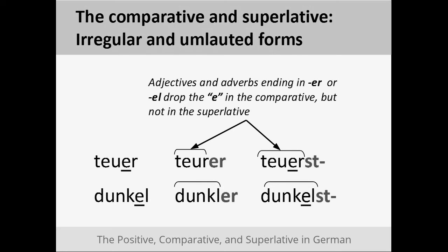Finally, there are some important exceptions to the manner in which we form the comparative and superlative forms of adjectives and adverbs. The adjective you see on the screen, teuer, which means expensive in German, ends with an -er in the positive form. When we construct a comparative form, therefore, we need to drop the e from this ending. The same holds true for adjectives ending in -el, such as dunkel, meaning dark. You can see examples of both adjectives on the screen and how the e is dropped from the -er and -el endings in the comparative. You will note, however, that the e is added back in the superlative form.